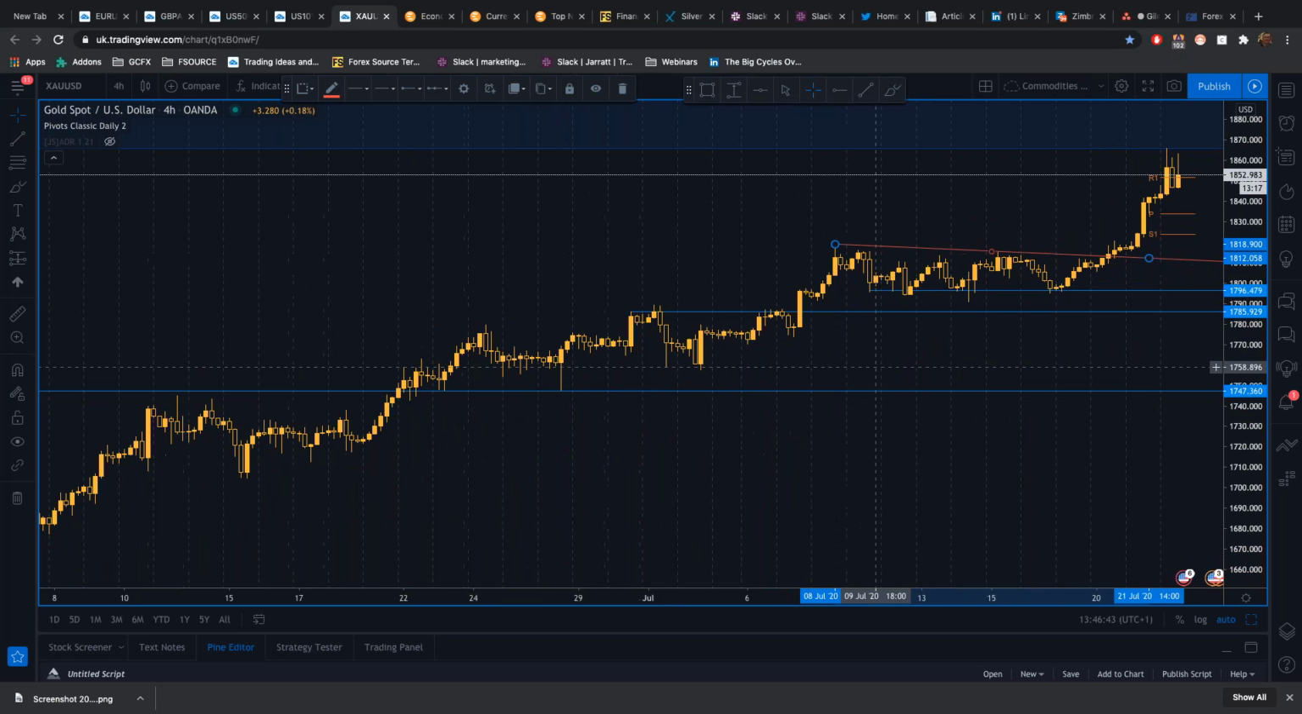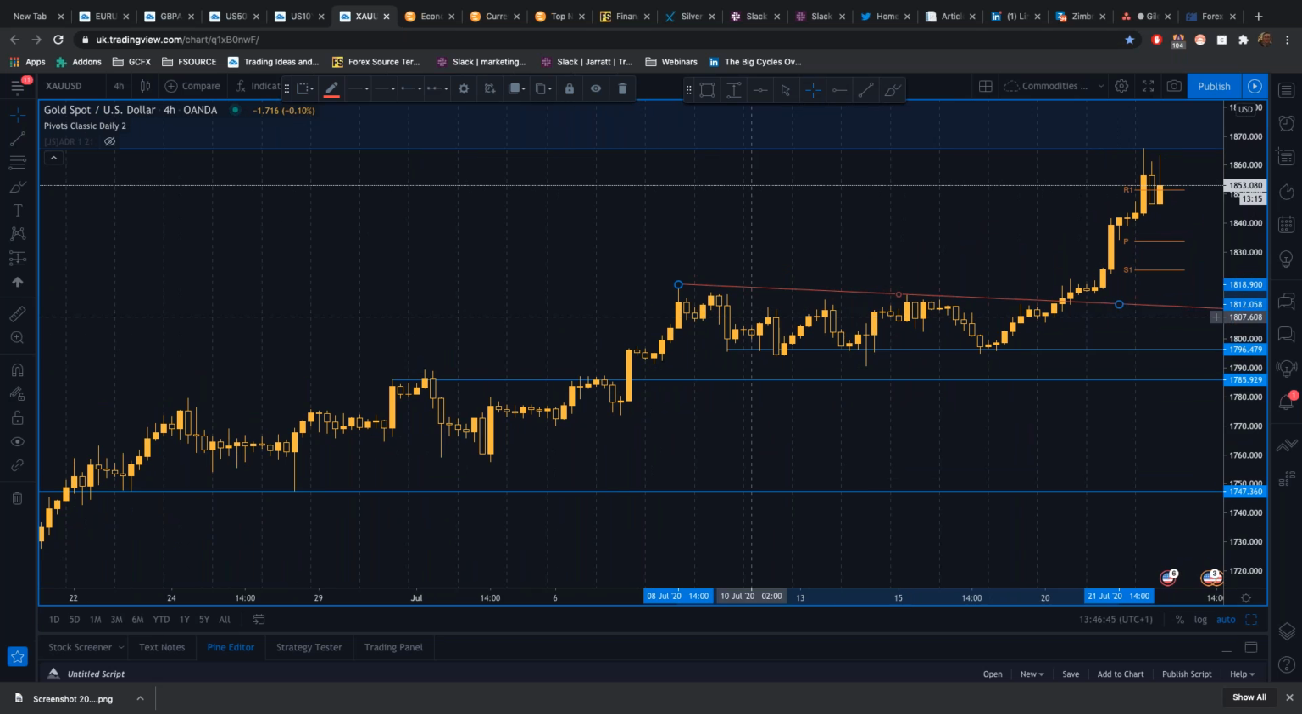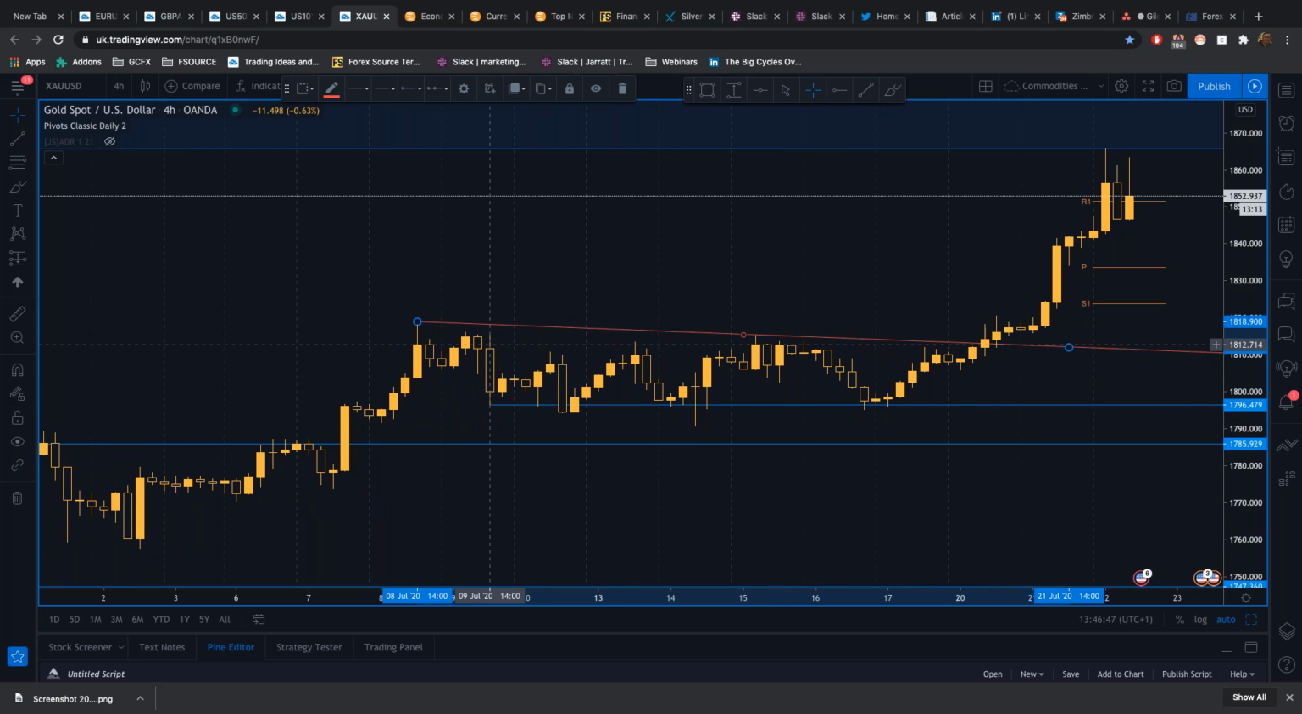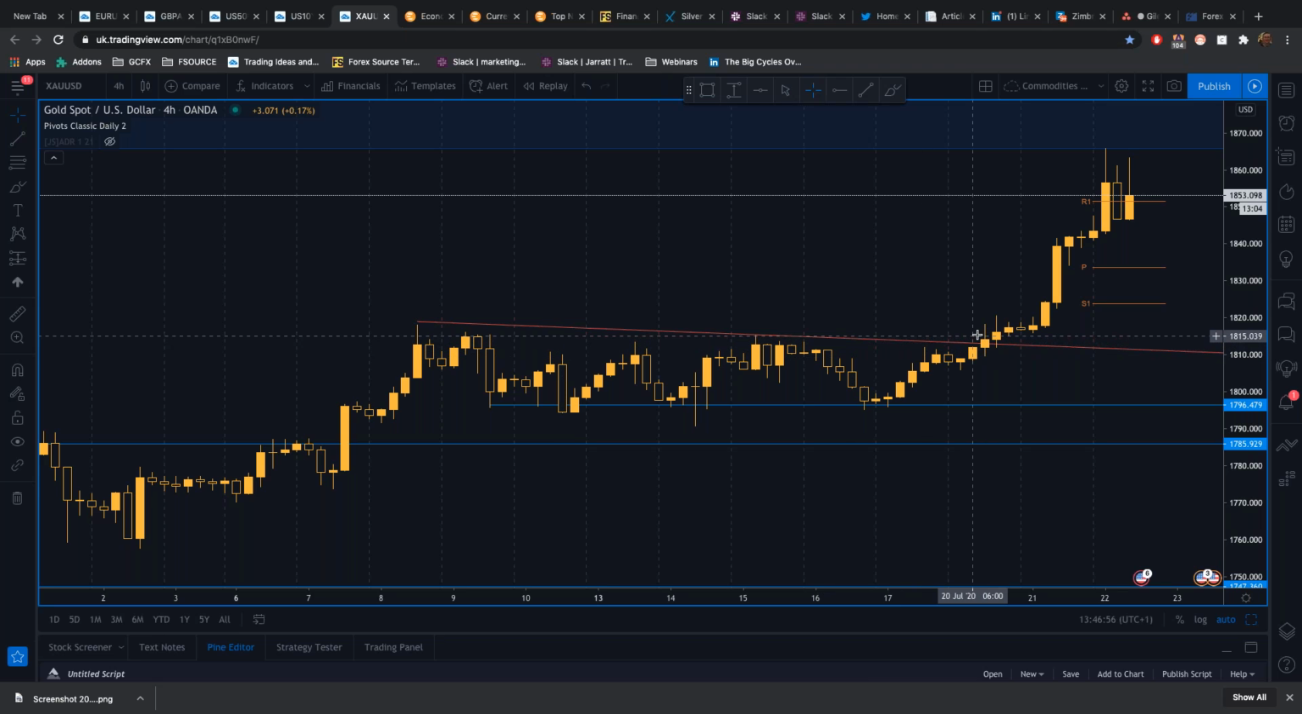So I was looking at a way to get in to the gold market. I was bullish gold, and this is just a way you can simply do it. Just a simple trend line drawn across the top of price, and I was trading a simple breakout at the 1815 level. And this is how I played that move.